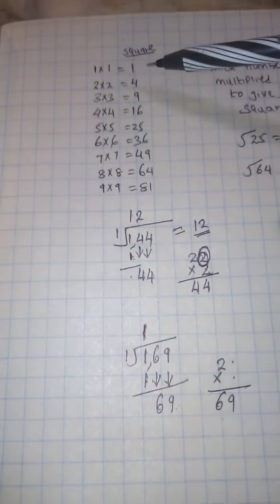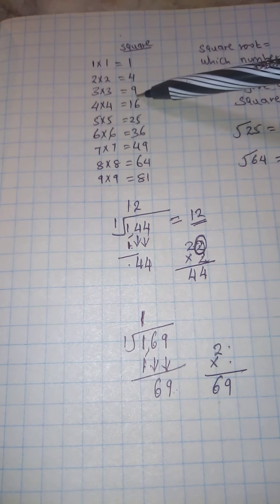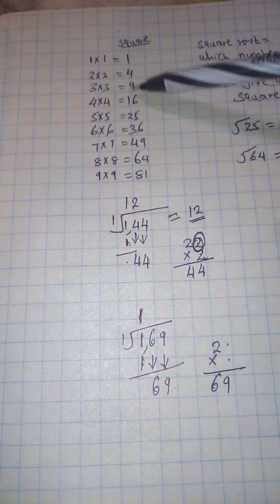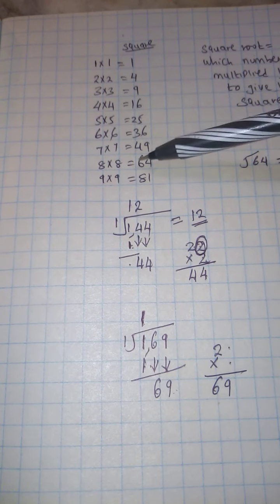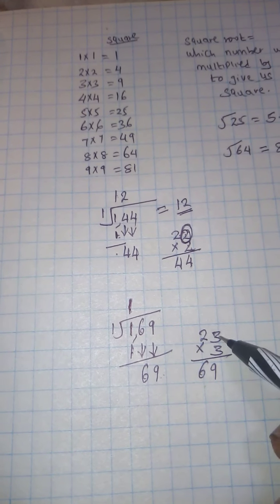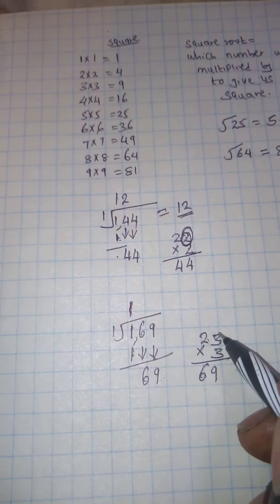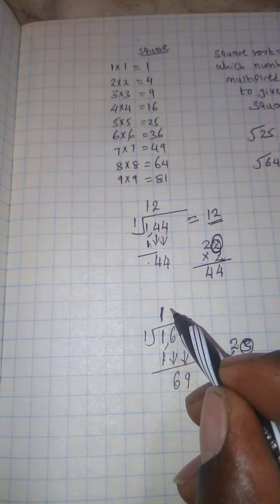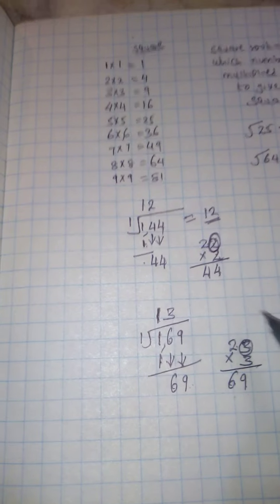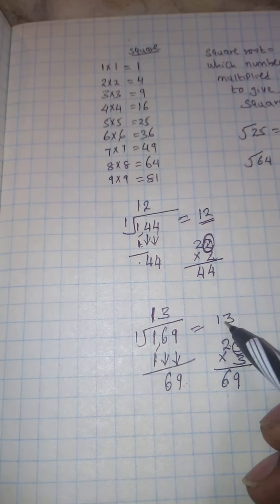From our square table here, we know that a number ending with 9 can only be given by 3 and 7. Let us try 3. We have 3 and 3. 3 times 3 gives us 9, and 3 times 2 gives us 6. This digit here, we introduce it here. Then we say that the square root of 169 is equal to 13.